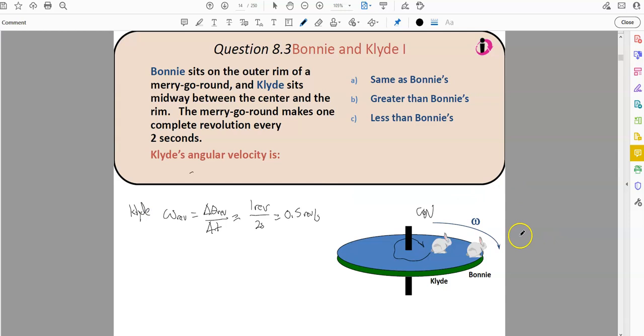Well, Bonnie is on the outside, and Bonnie is also spinning at a half revolution, one revolution every 2 seconds as well. So basically what this is saying is this. Even though Bonnie is on the outside and Clyde is at half the radius of Bonnie, they are turning the same amount every second. They're doing one full revolution every 2 seconds, or a half revolution per second. So the answer to this is Clyde's angular velocity is the same as Bonnie's.